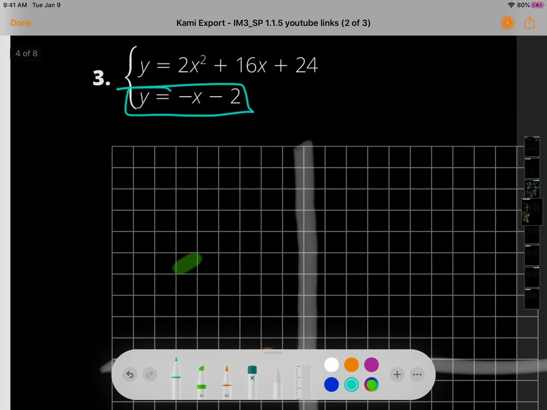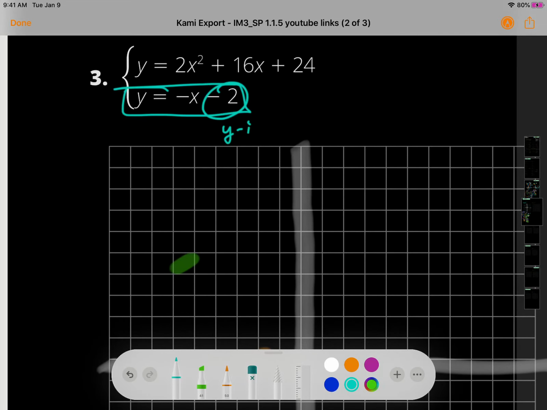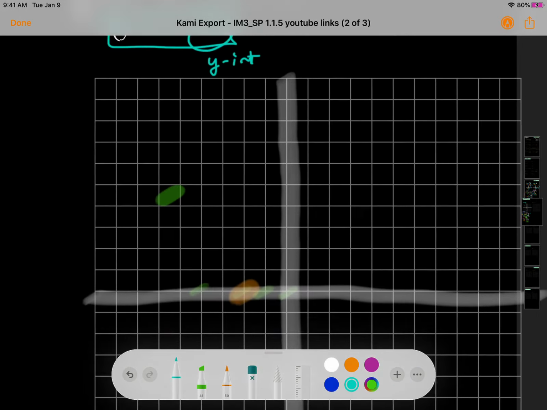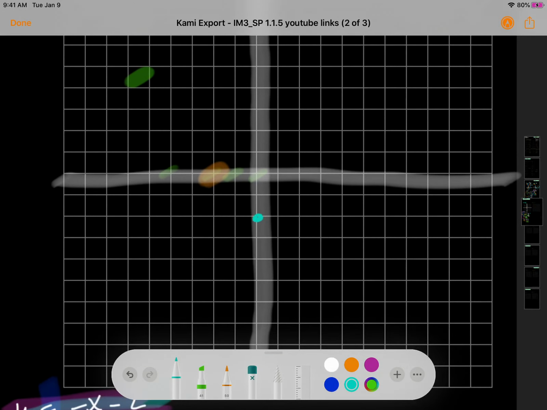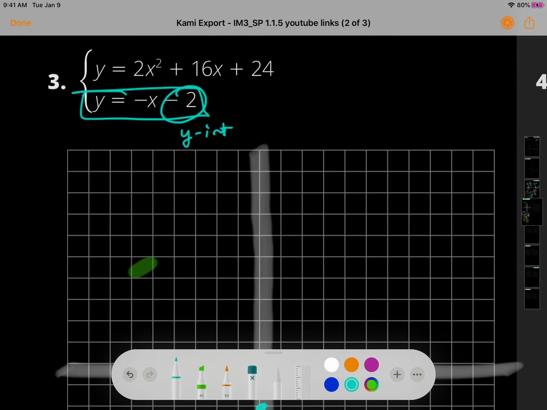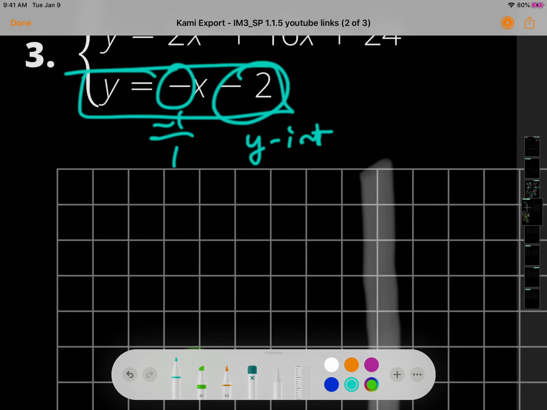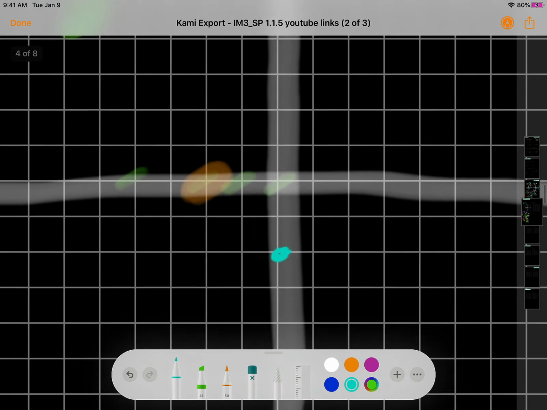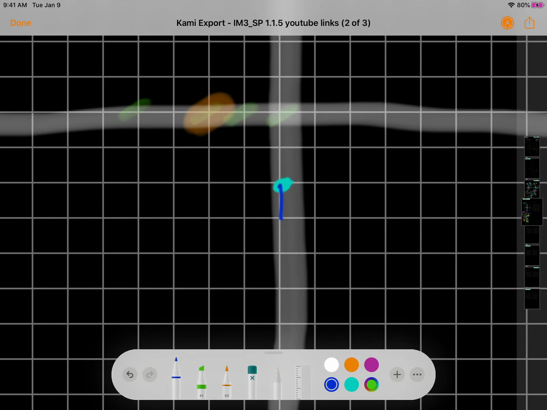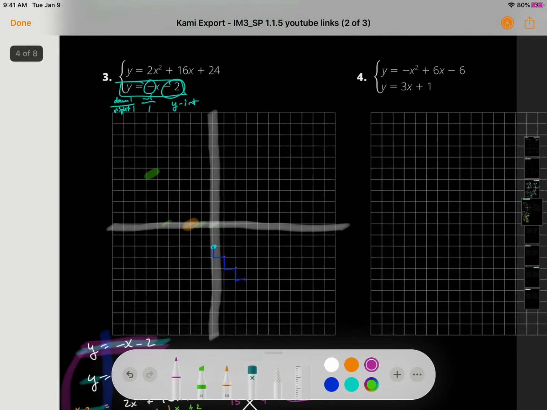Remember that's in slope-intercept form, so there is my y-intercept, negative 2, and it has a negative slope, so that's a negative 1. So this would be down 1, run to the right 1. So from here, down 1, right 1, down 1, right 1. You can do as many times as you want. And you'll get this point here. Okay, so that's my graph in blue.